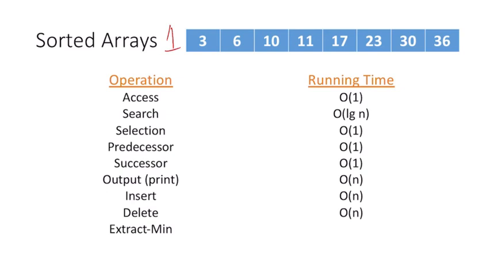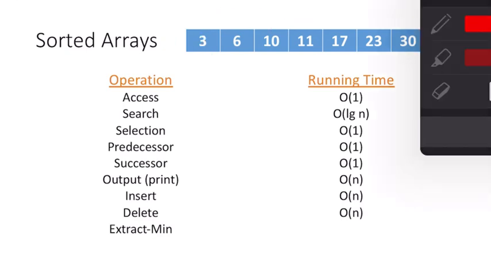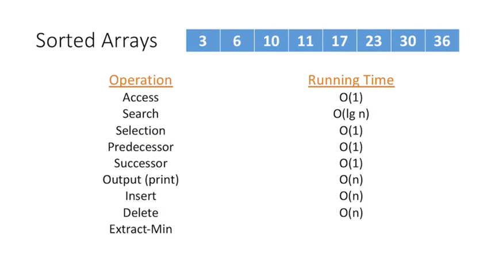Likewise, for delete, I could have to delete the 3, which means I have to shift everything to the left. All right, so finally for extract min, what is the running time? I want to get the minimum element and remove it from the sorted array. Well, it's essentially take the element out and then delete it, so it's going to have the same running time as a delete, which is big O of n.